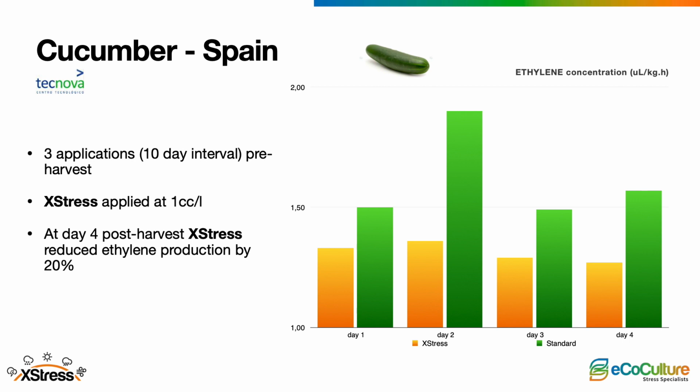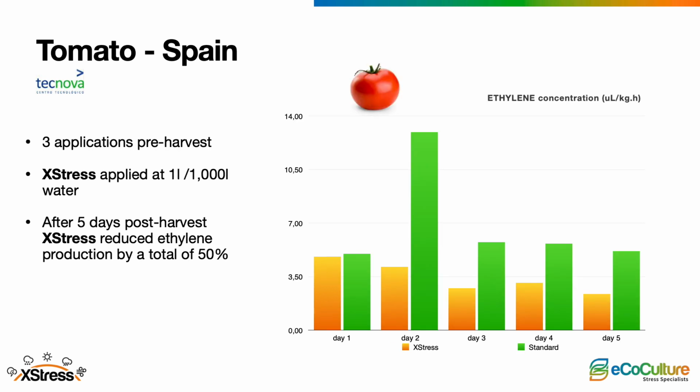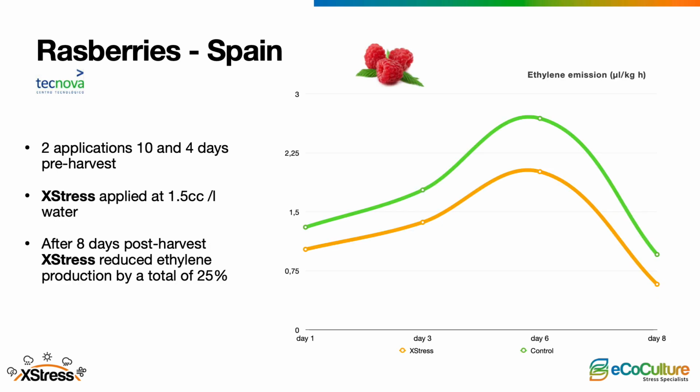At day 4 post-harvest, XStress reduced ethylene production by 20%. Tomato, Spain. 3 applications pre-harvest. XStress applied at 1 liter per 1,000 liters of water. After 5 days post-harvest, XStress reduced ethylene production by a total of 50%. Raspberry, Spain. 2 applications, 10 and 4 days pre-harvest. XStress applied at 1.5 cubic centimeter per liter of water. After 8 days post-harvest, XStress reduced ethylene production by a total of 25%.